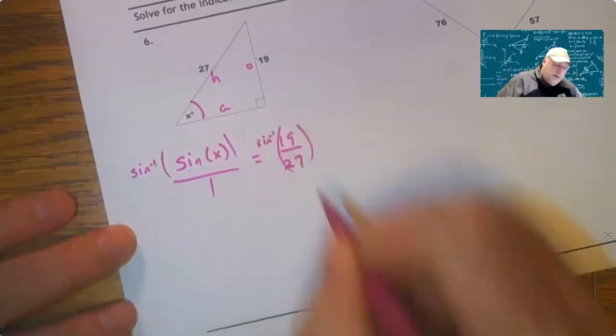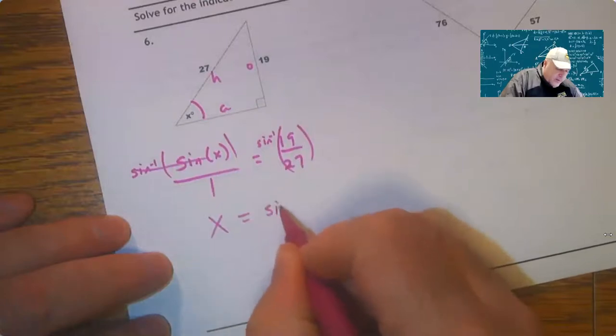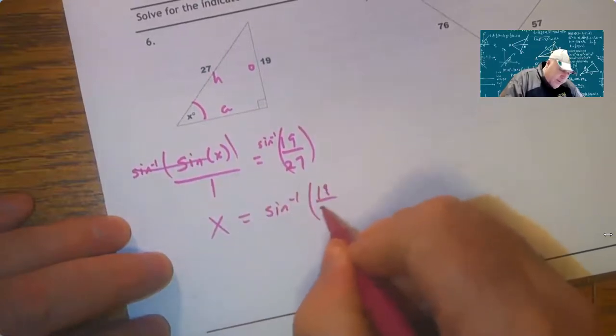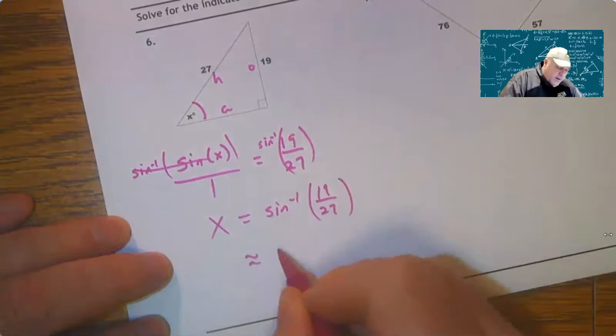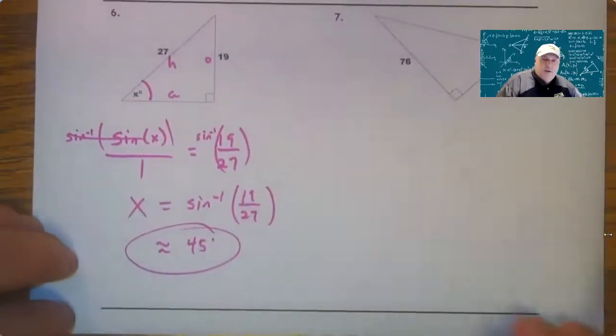I'm just so used to doing that. Sine inverse, that knocks that out. And so sine inverse of 19/27. And that's about 45 degrees. To the nearest degree, please.